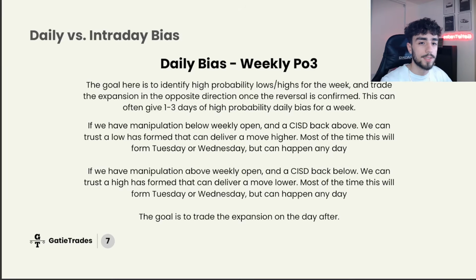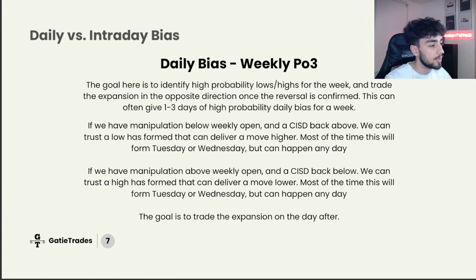Weekly power of 3. So what does this mean? Now, most of you watching this probably already know, but I will very briefly demonstrate and talk about how I use it to determine the daily bias. The idea is very simple. The goal here is to determine highs or lows that will be set in the week where we can trade the expansion after. So if we can find a high probability low, we can trade the expansion in the opposite direction if we're bullish, once the reversal is confirmed. This can often give you 1 to 3 days of high probability daily bias for a week.